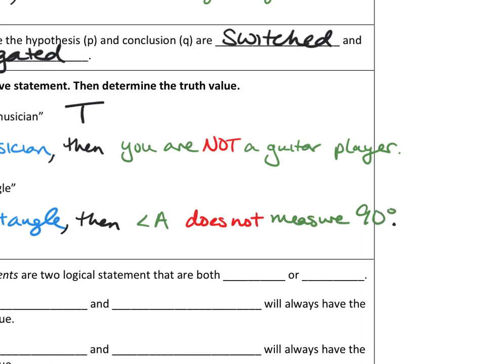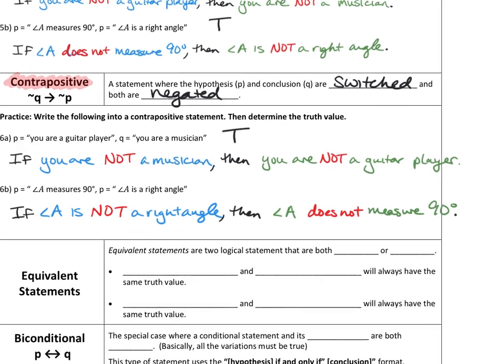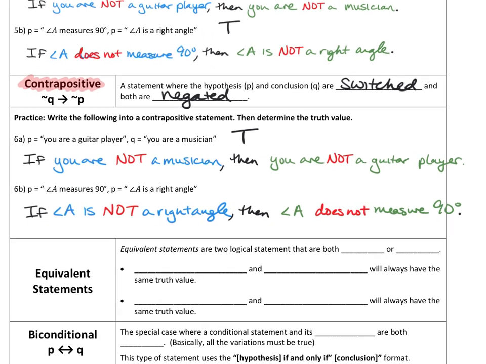Fabulous. Okay, let's talk about the truth value of that one. If A is not a right angle, it does not have a measure of 90. True or false? That's true. Right angles have to be 90 degrees. So if it's not a right angle, it's not 90 degrees.